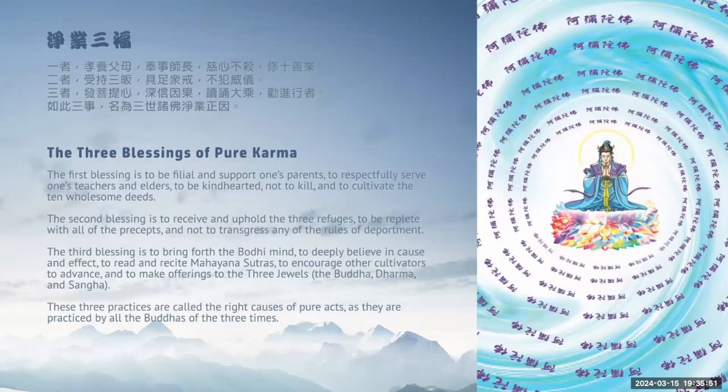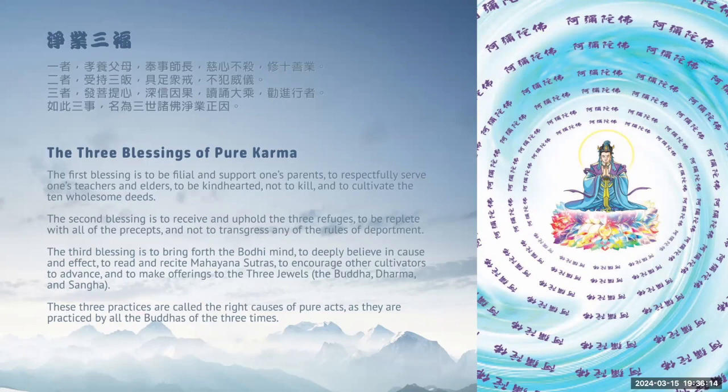The Sutra on the Visualization of the Buddha of Immeasurable Life says we need three kinds of blessings in order to be reborn in the Pure Land. The first blessing is to be filial to one's parents, to respectfully serve one's teachers and elders, to be kind-hearted, to refrain from killing, and to cultivate the 10 wholesome deeds.